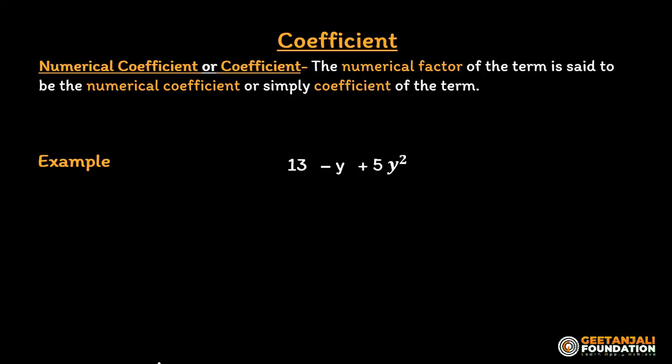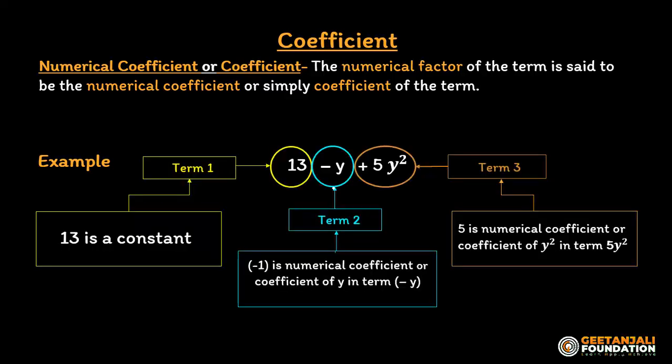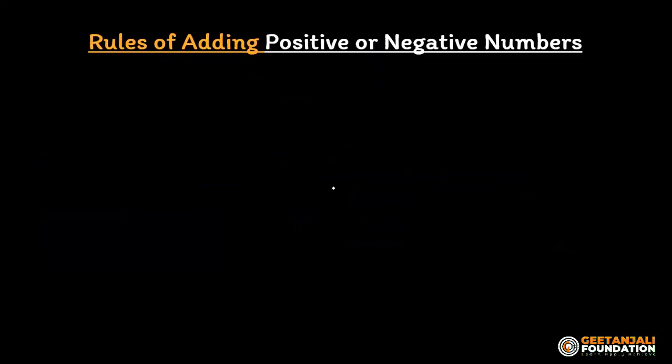For example, here this is an expression. It has three terms. Term 1 is only a constant, so it doesn't have any coefficient. Term 2 is minus y, which is the multiplication of minus 1 and y. So the numerical coefficient of the second term is minus 1. You always take the coefficient along with its sign. And the third term is 5y squared. 5 is multiplied with y squared. So 5 is the numerical coefficient of term 3.